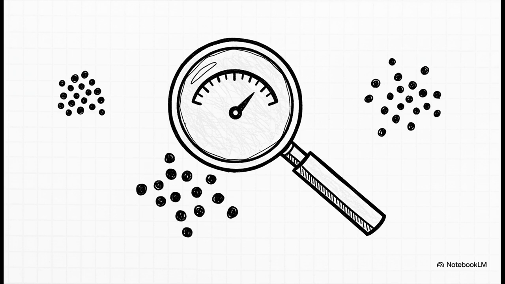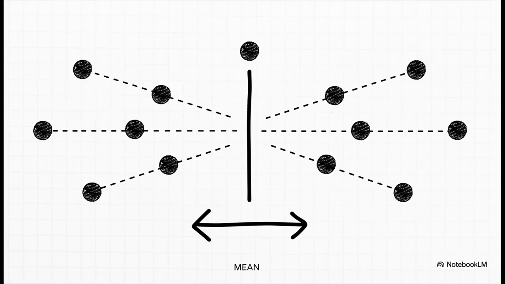For that, we'd need to bring out the heavy machinery. Our next tool is one of the most powerful in all of statistics. It's called the standard deviation. Now, I know that sounds complicated, but the idea behind it is actually really simple. The standard deviation just answers the question, on average, how far is each person from the group's average? A small number means everyone is clustered tightly together. A big number means they're all spread out.